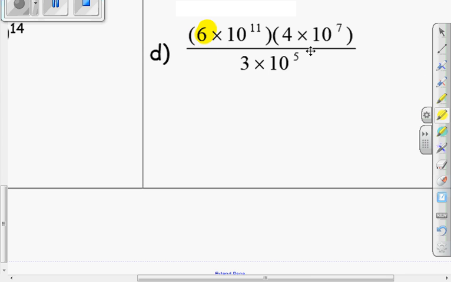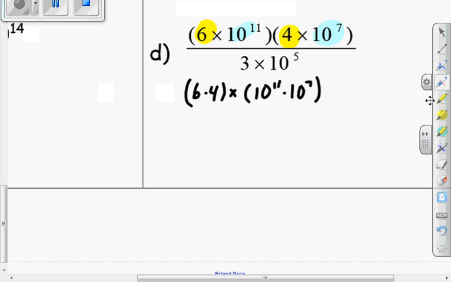So our coefficients here, 6 and 4, will be multiplied. And of course, we'll be multiplying our powers of 10 as well. 10 to the 11th times 10 to the 7th. So our numerator could really be reordered and regrouped by the commutative and associative properties to look like this. And that's all going to be divided by 10 to the 5th power.